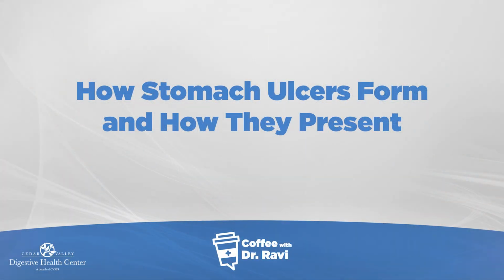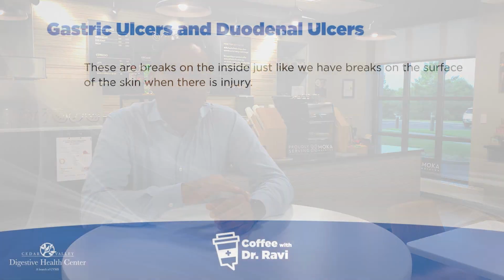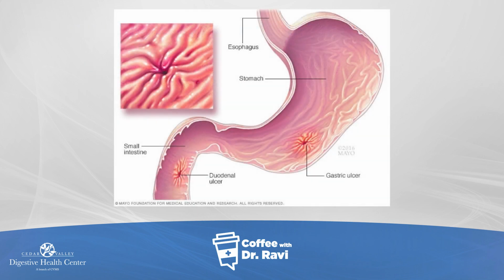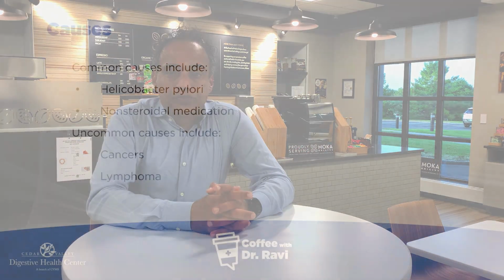Today I wanted to talk about stomach ulcers. It's a very common cause of issues that seek gastroenterology care. Stomach ulcers are like breaks on the skin, but they're inside, in the lining of the stomach. They could be in the stomach or the first portion of the bowel called the duodenum. I have a photograph of how that looks when you look at the stomach, which is a small sac-like structure that sits up here.